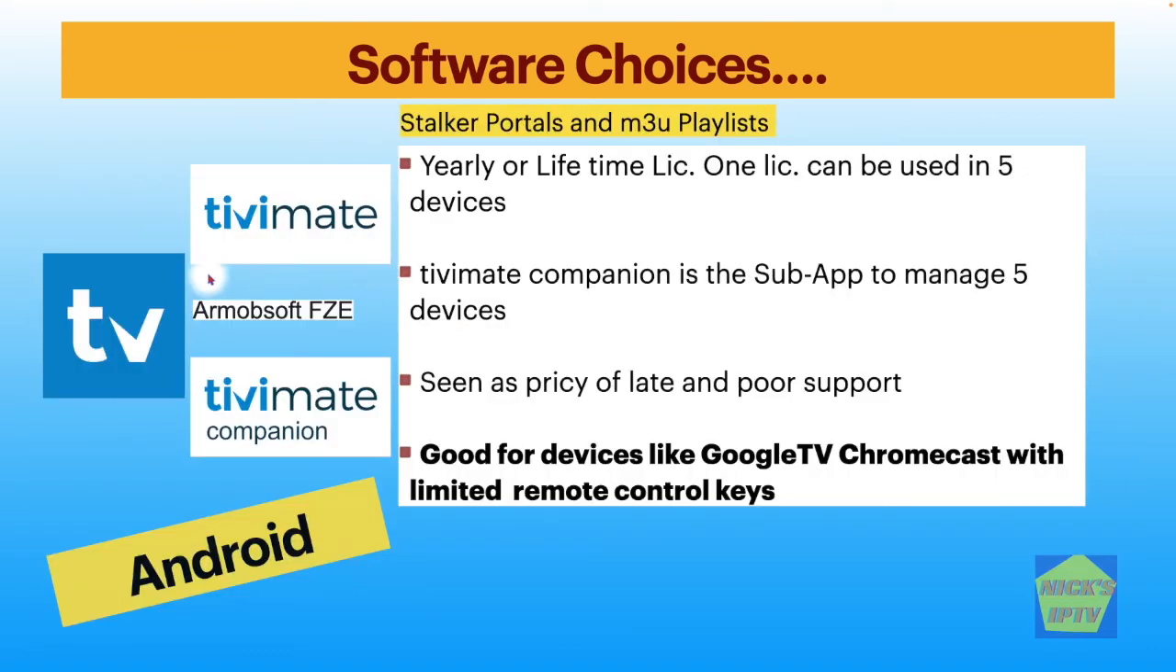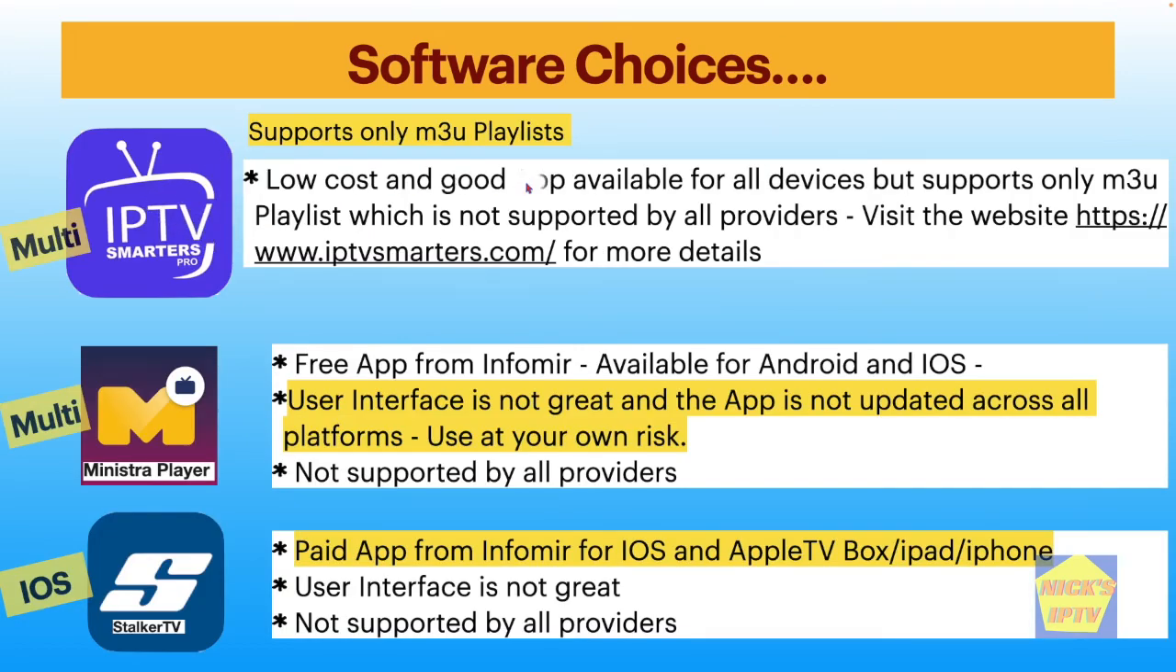Other one we were talking about, TV Mate, supports both Stalker portals and M3U playlist. A yearly or lifetime license can be purchased. It can be used across 5 devices. It doesn't enjoy good support, but is good for devices like Google TV Chromecast with limited remote control keys. IPTV Smarters is again low cost, and can run on multiple devices, even on your laptop. If you want to run temporary IPTV for a short while, these come as a good solution.